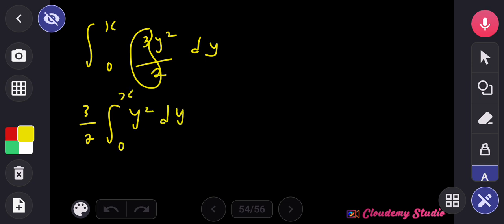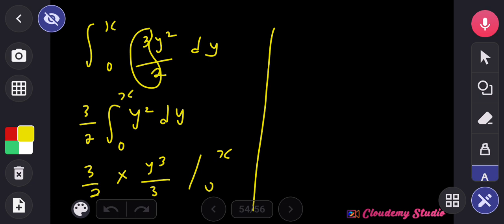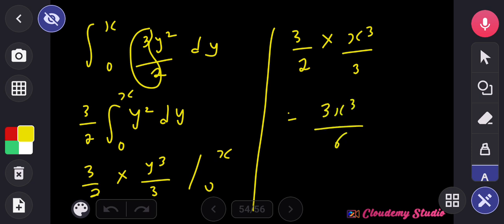So the next thing is what? If I integrate with respect to y, I'm going to be having 3 over 2 multiplied by y raised to power 3 over 3, right? Upper limit x, lower limit 0. Anywhere I see y, what am I going to put? x. That is 3 over 2 multiplied by x raised to power 3 over 3. Which means my answer equals to 3x raised to power 3 divided by 6 as my answer for this particular question. So that's how to solve question when it comes to double definite integral.